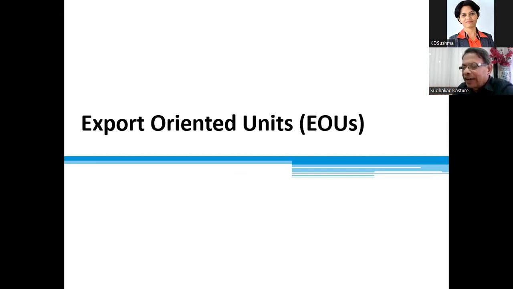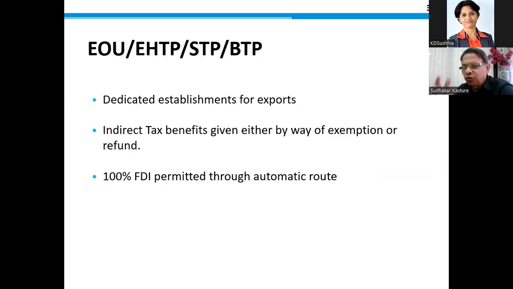Then comes a very, very critical aspect, chapter 6, which is export-oriented units. Extremely important concept. Let me give you some idea of this, because this is very much for new people, young people. What is an EOU? EOUs are dedicated establishments for exports. All indirect tax benefits are given either by way of exemption or refund. You are also allowed 100% FDI permitted through the automatic route. The scheme started in 1981.